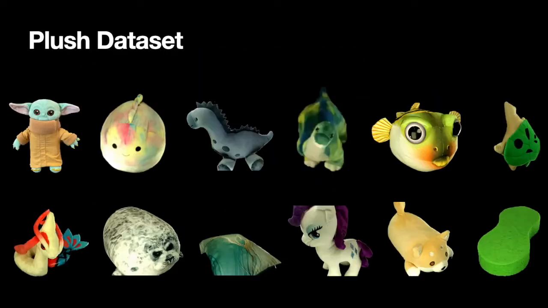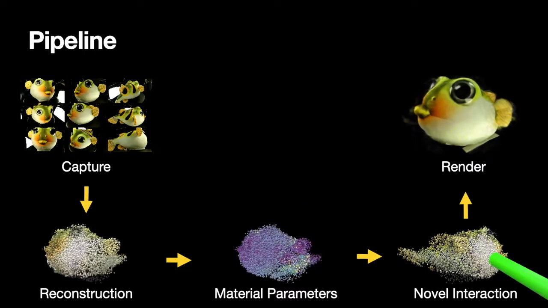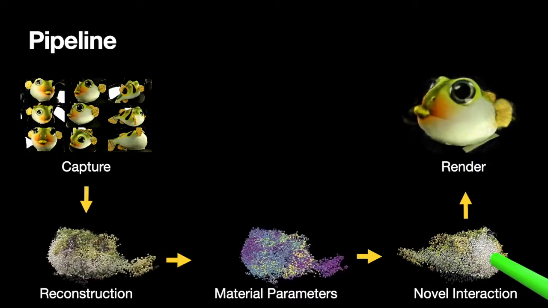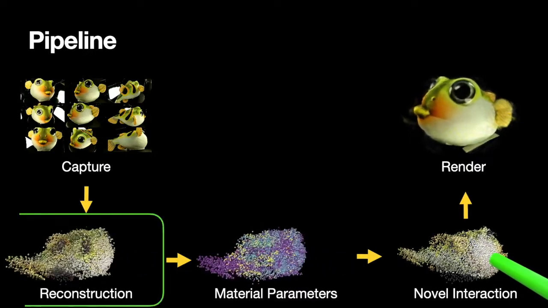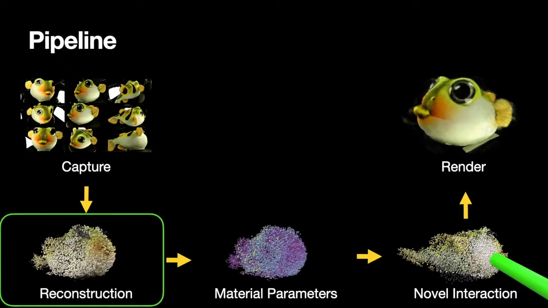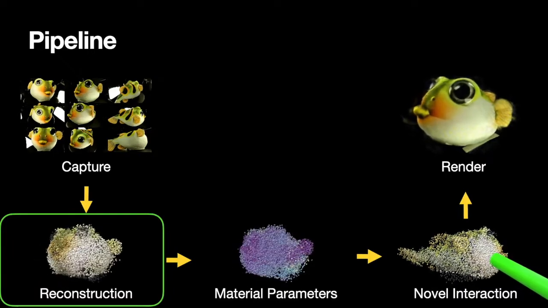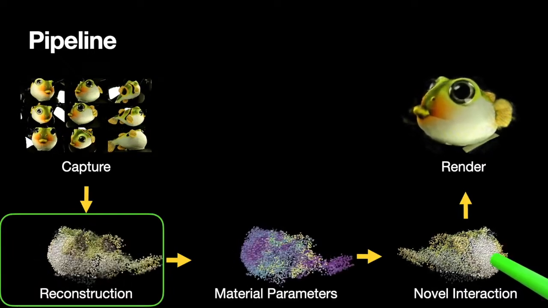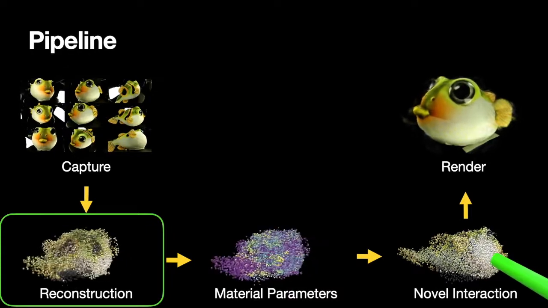With these recordings, we assemble the plush dataset. It consists of the recordings of 12 different objects, including a pillow, a sponge, and of course the name-giving plushies. In the second step, we do a 4D reconstruction of the objects using non-rigid neural radiance fields. We 3D reconstruct the objects in space and also recover their deformation fields over time.